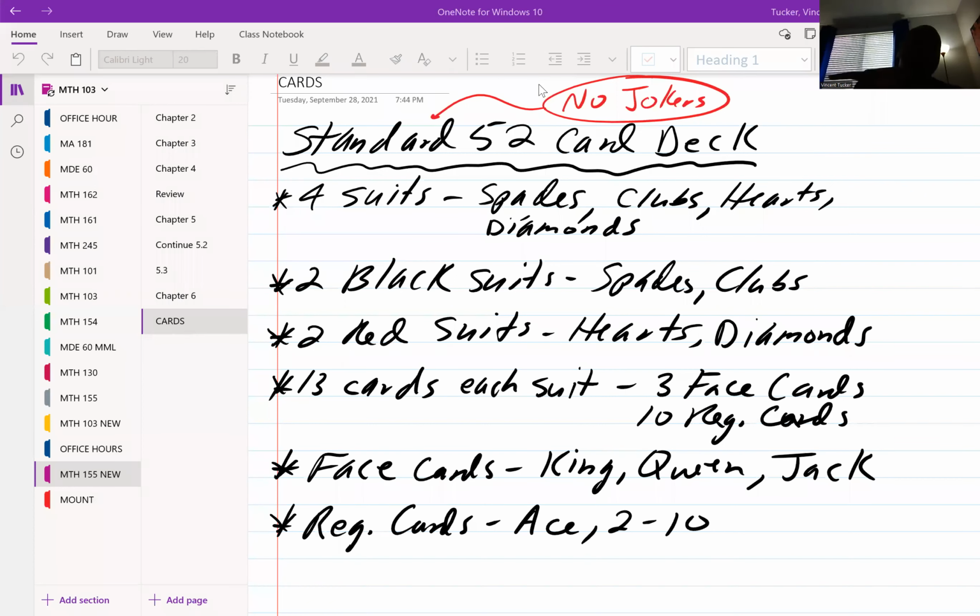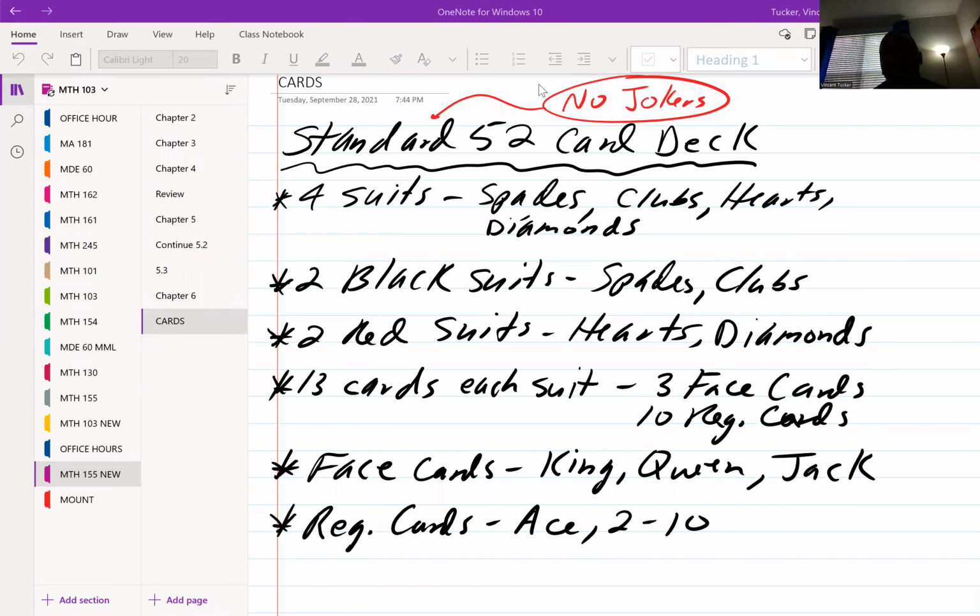So we're in 6.2 still, and we're at the point right now where we want to establish the standard 52 card deck, just in case you've never played with cards before, or you don't remember what we call what. So here we have the standard 52 card deck. Standard means that there are no jokers. In the deck, there are 4 suits: spades, clubs, hearts, diamonds. We have 2 black suits, which are the spades and clubs, and 2 red suits, hearts and diamonds, 13 cards each suit. So 13 times 4 gives me my 52 back.